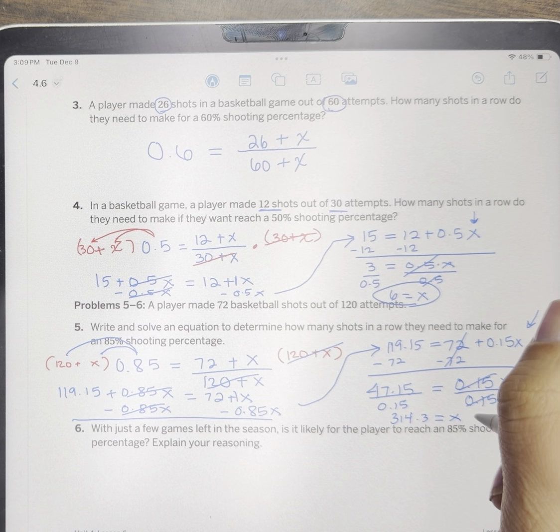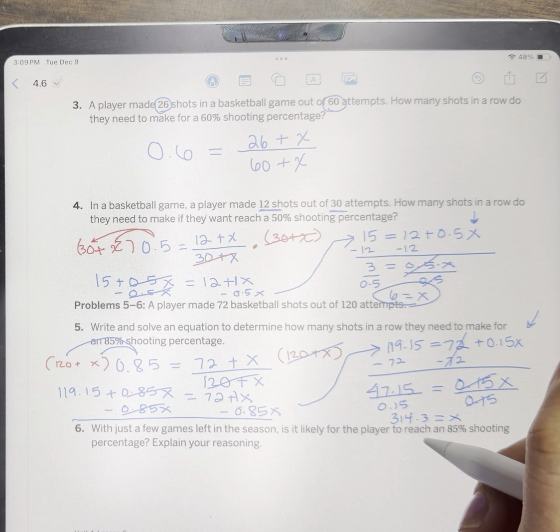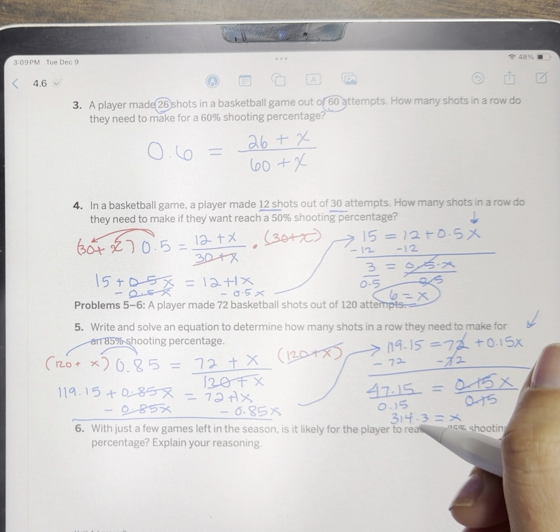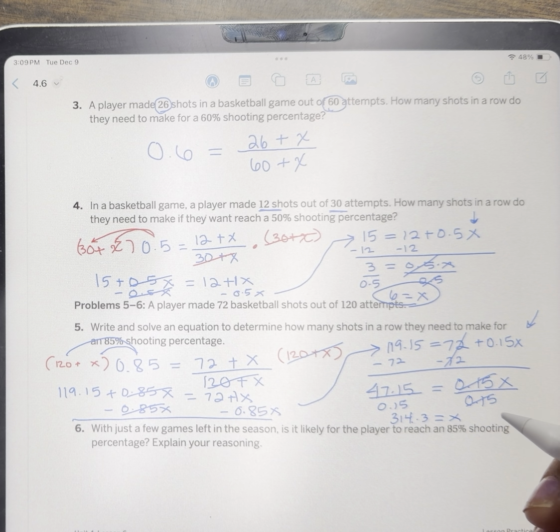All right, so what I would say, you guys, how many more shots do they need to make? I know that 0.3 would normally round down, but I would argue they haven't reached the 85% until they make more than 314 shots. So I might say 315 shots. But I am an overthinker. I would probably accept 314 as well.